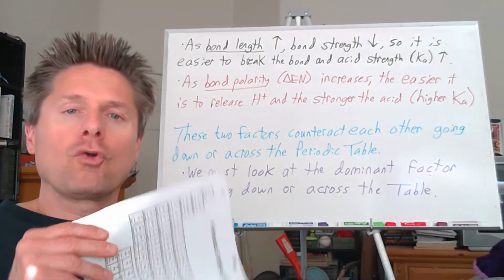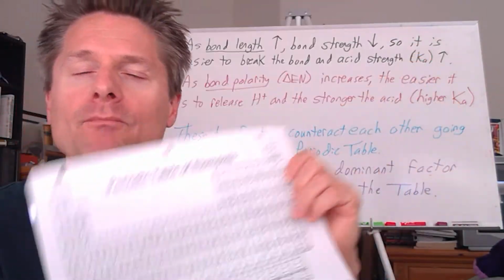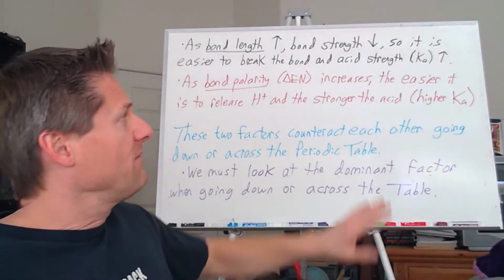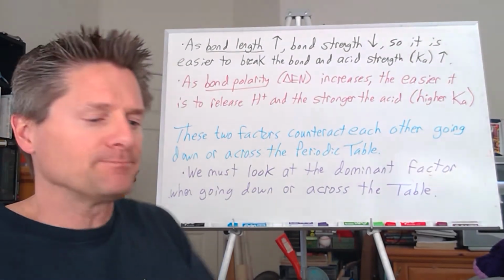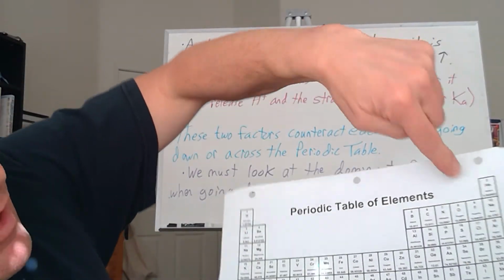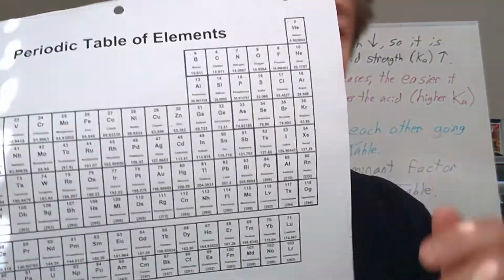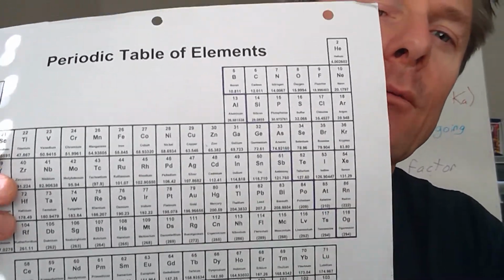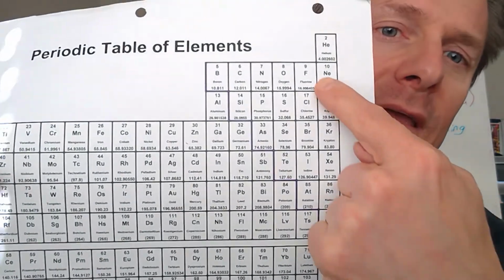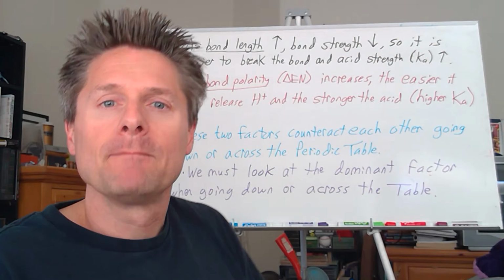Now, if you're going across a row or down a column, we've got a problem. We're going to find out that these factors compete with each other. They counteract, right? So if I'm going down this column, size is increasing. The size of the atoms are getting bigger and bigger and bigger, which means the bond length is increasing as I go down, which means the acid strength increases going down based on bond length.